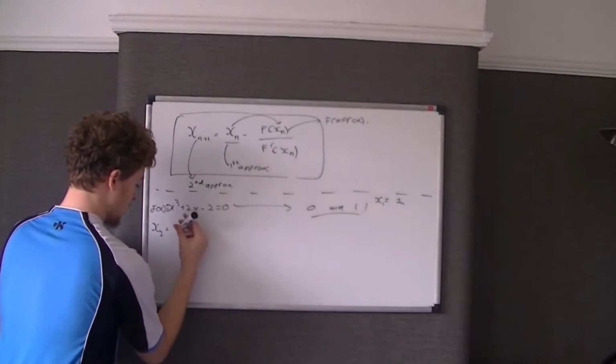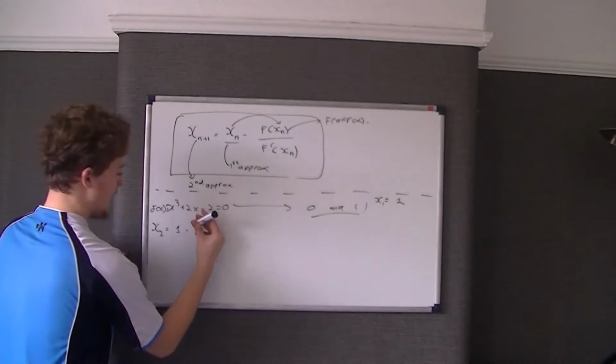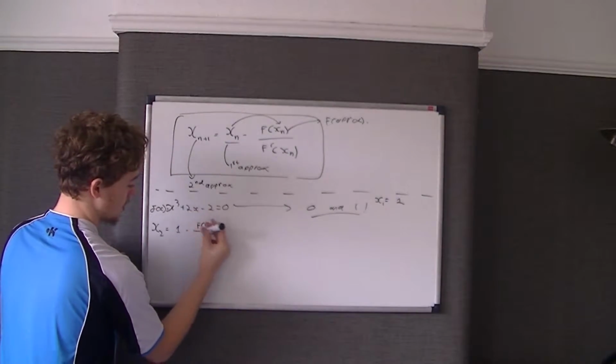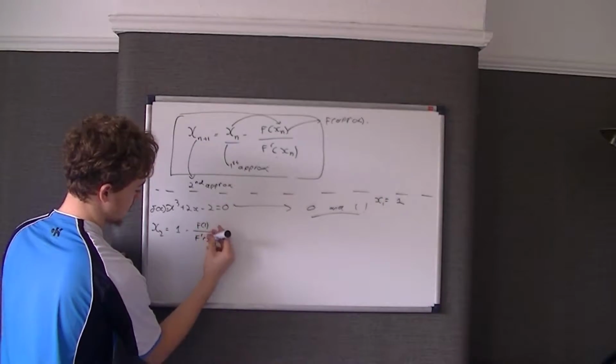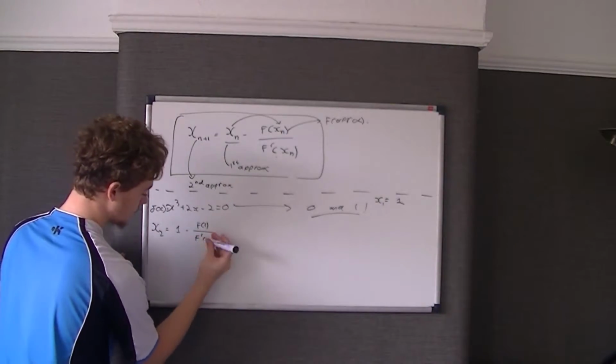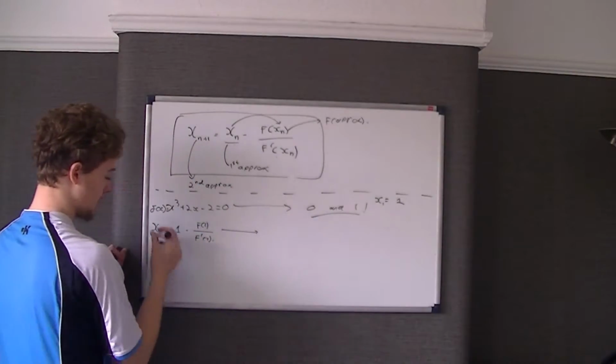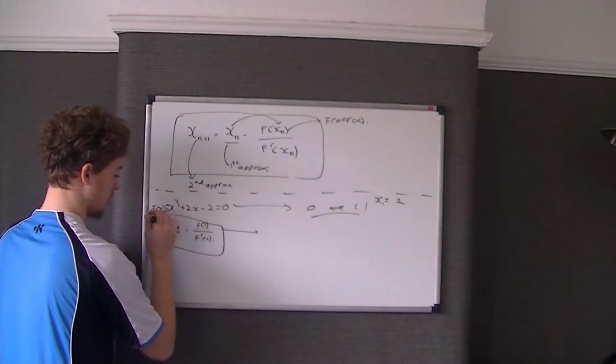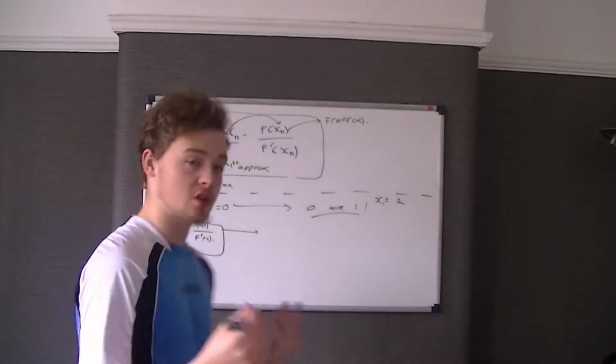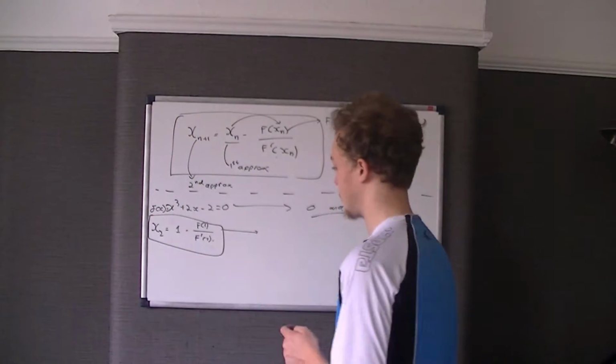So I pick 1, therefore x2 is equal to the first approximation, which is 1, take f of 1 over f dash of 1. Then it's just a case of subbing in the actual numbers. That's what the raw working looks like. Then we work out what f of 1 is and f dash of 1.